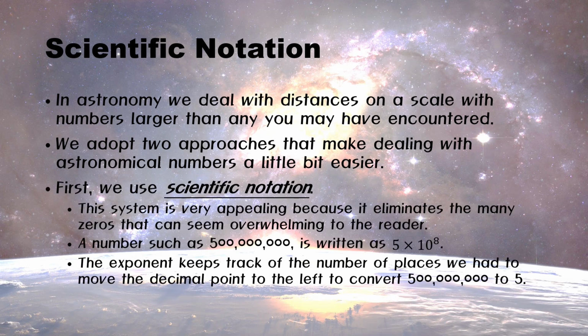First off, we're going to use scientific notation. This is a system that can be very appealing because it eliminates the many zeros that can very easily seem overwhelming to readers. So for example, instead of saying 500 million, we can write that as 5 times 10 to the power of 8. That exponent, the 8 there, will actually keep track of the number of places we had to move the decimal point to the left to convert 500 million to just 5.